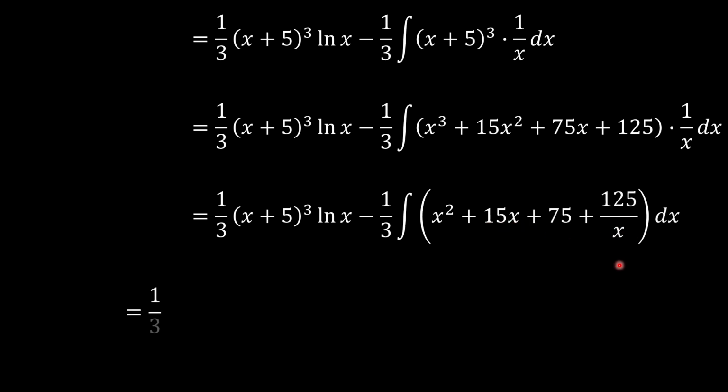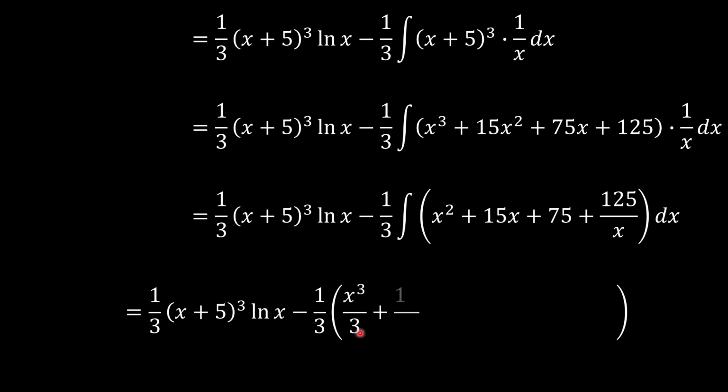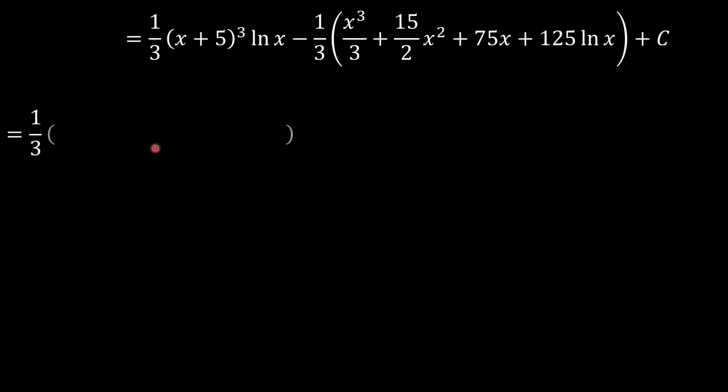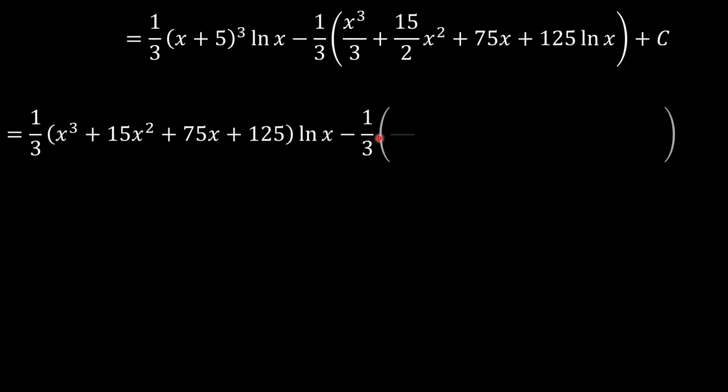Integrating each independent term becomes a third times x³/3 + 15/2 x² + 75x + 125 natural logarithm of x. So we could expand this part and combine with this component, and we get to see that that is the same as a third (x³ + 15x² + 75x + 125) times the natural logarithm of x minus a third.